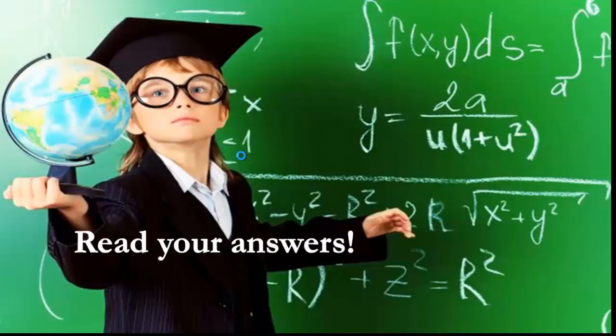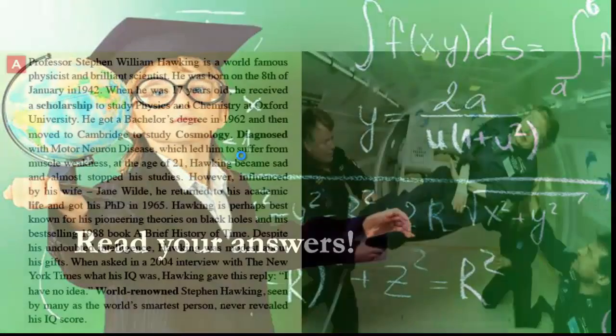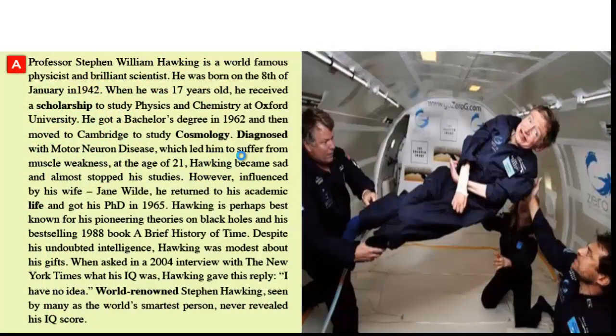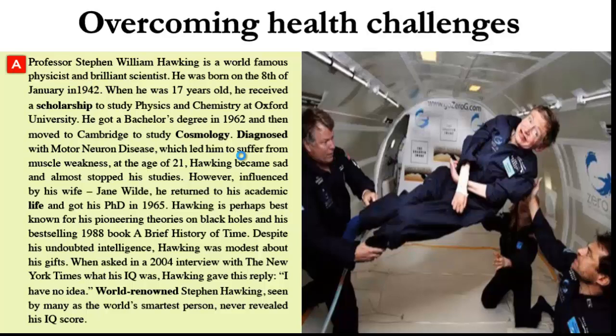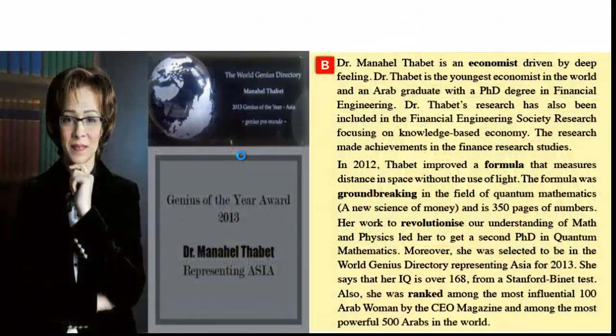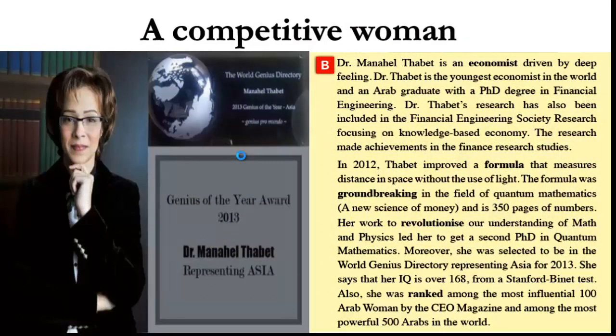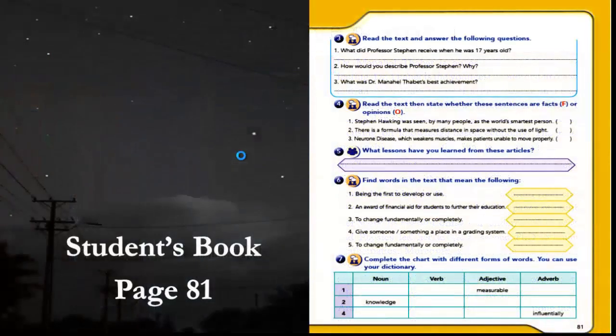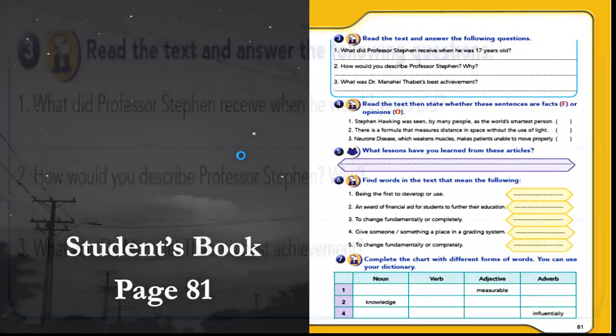After reading, my dear students, let's check or read our answers together. Text A. For which idea do you think? Yes, excellent. Overcoming a health challenge. Text B, the idea here is a competitive woman. Dr. Manahil Thabit is a competitive woman. Excellent. Now, my dear students, let's go to page 81 to cover the other questions.